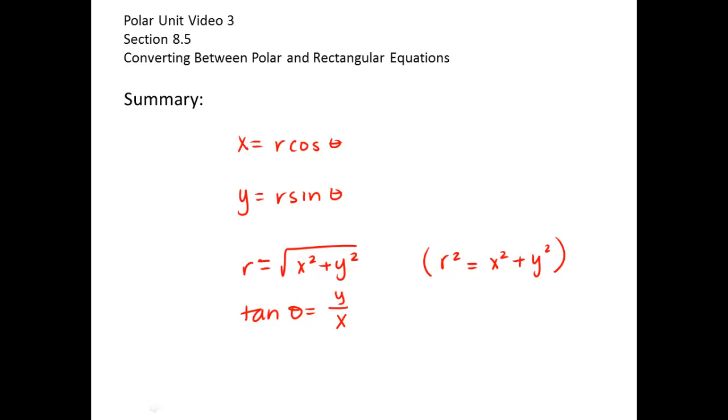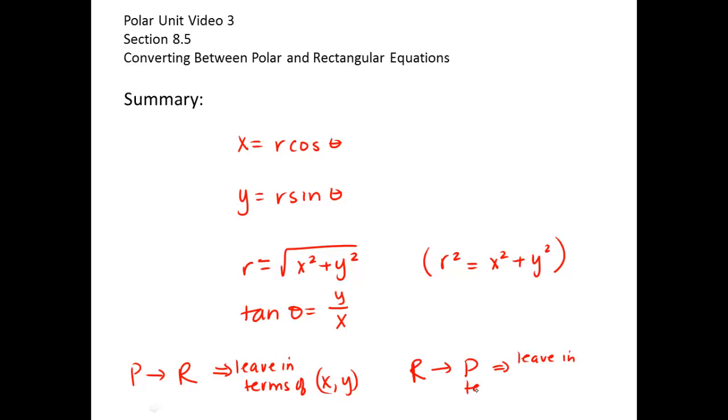When we're converting from polar to rectangular, we want to eliminate all of the polar, so we want to leave it in terms of x and y. But when we go from rectangular to polar, then we want to leave it in terms of r and theta. So the goal is, if it tells you to leave it in polar, make sure you're representing everything in polar information. And if it tells you to leave it in terms of rectangular equation, then you want to make sure that there are no signs of any polar business going on.